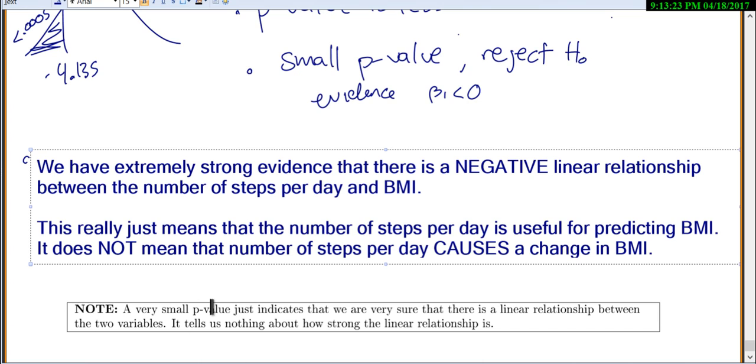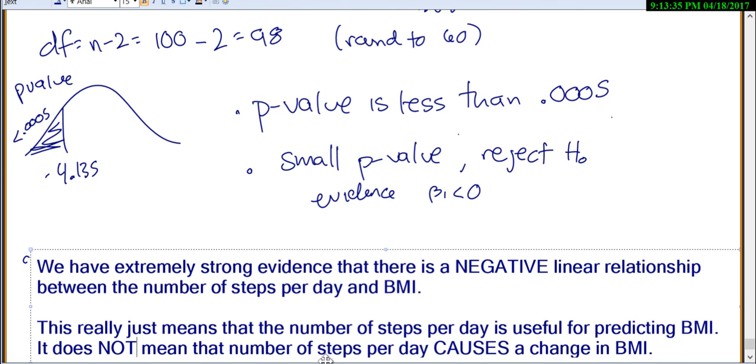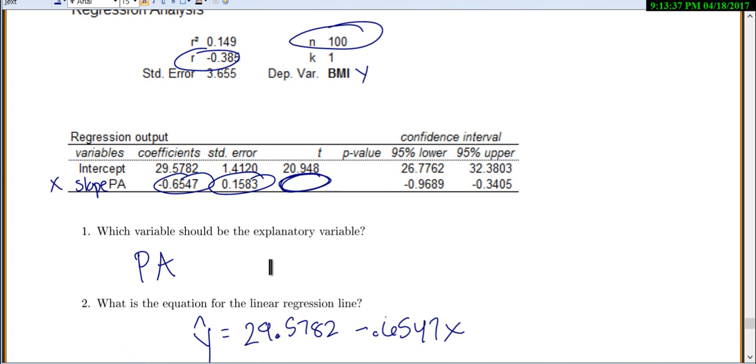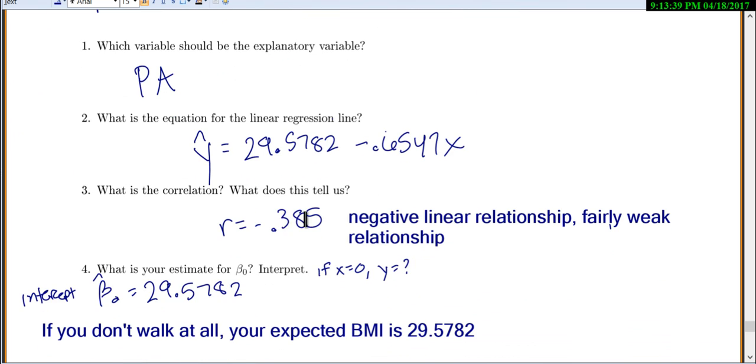And as another note, even though we had a really small p-value, it just indicates we're very sure that there's a linear relationship between the two variables. It doesn't actually tell us anything about how strong the linear relationship is. Remember, up above on the previous page, we said our correlation is negative 0.385, and that's a fairly weak relationship.